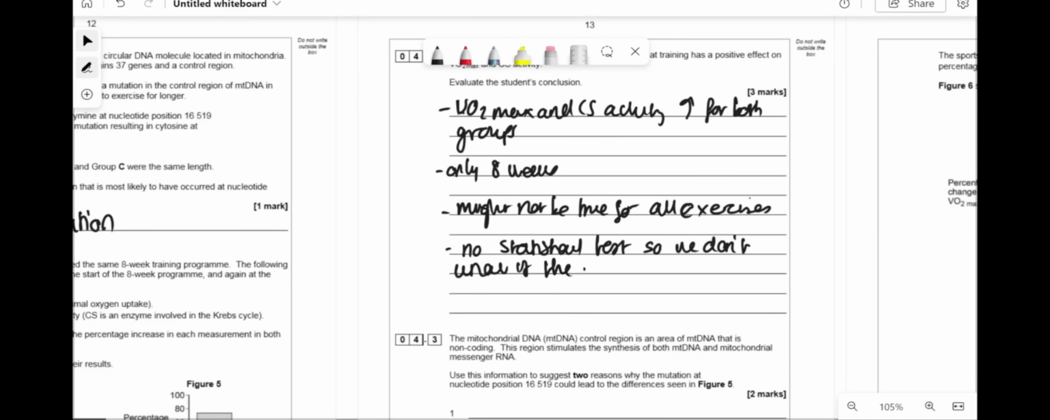if the differences in each group are significant. You cannot say there's no statistical test and just leave it there. You need to say there's no statistical test, so, and then say what the so part is. So the differences could be due to chance, or we don't know if the differences are significant.